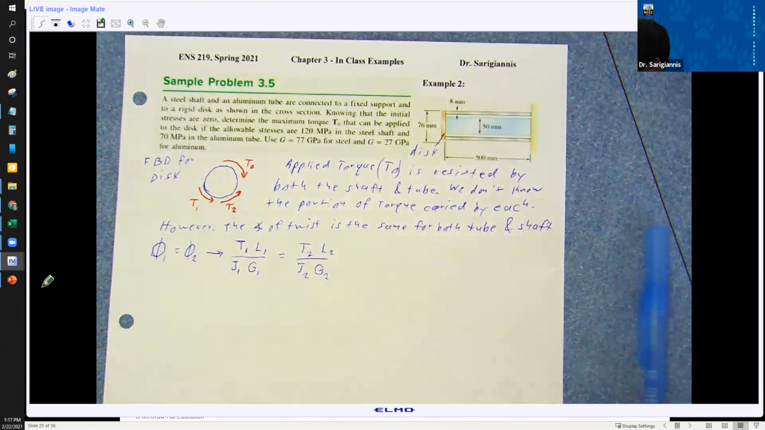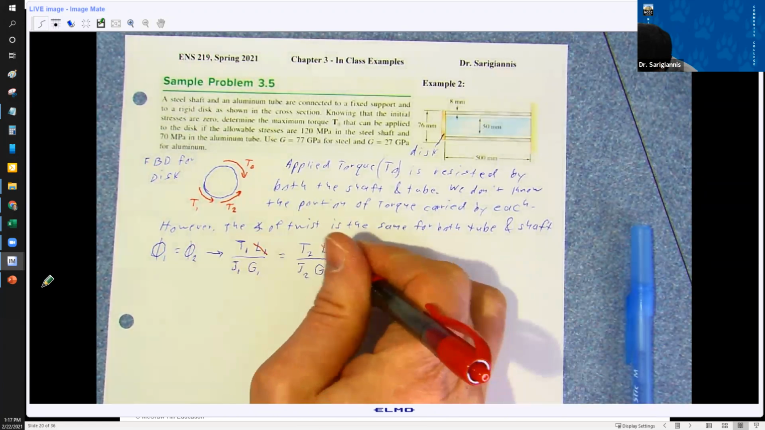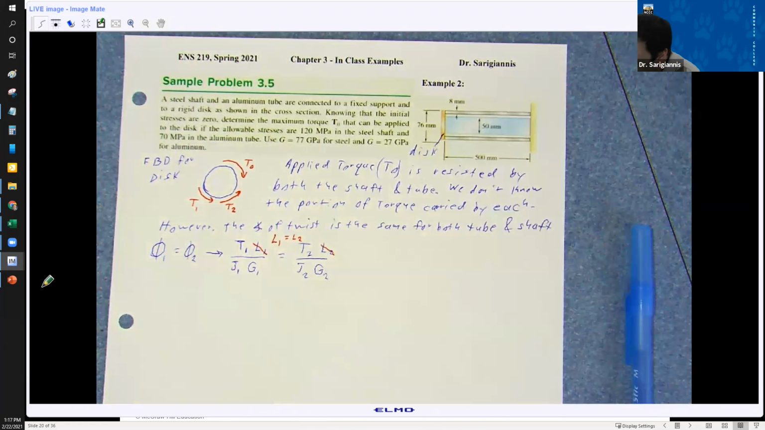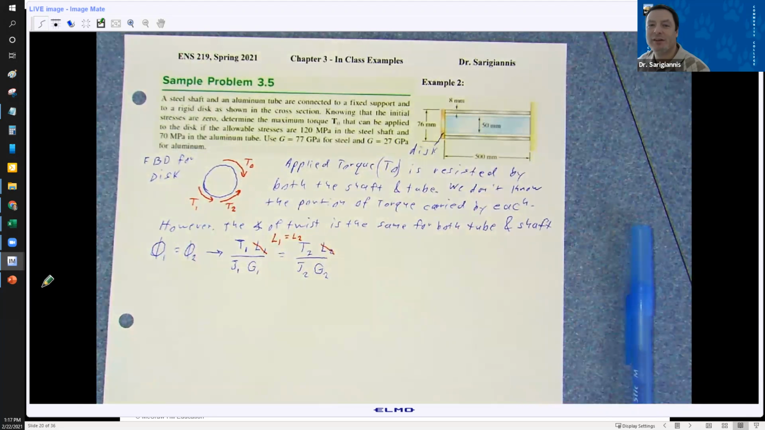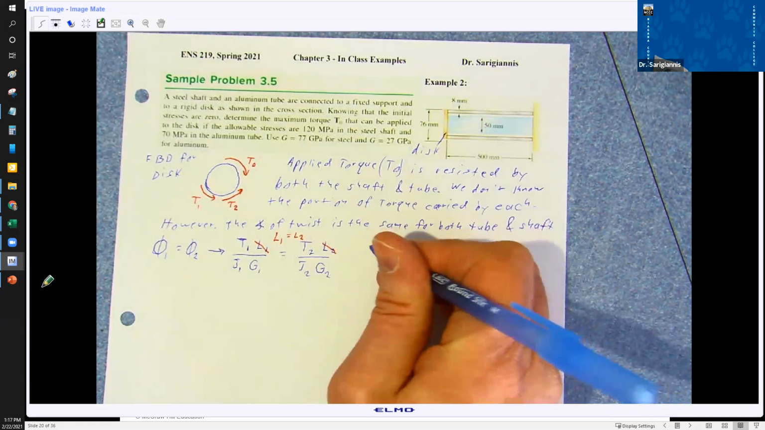All these things are different except for length, right? L1 equals L2, so we can cancel that out, because they're both the same length from the rigid surface to the disc. The torques we don't know. The stiffnesses we were given. The polar moments of inertia we can calculate.